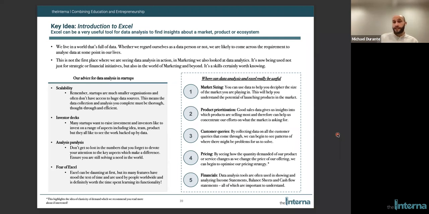Similarly, if you're deciding to actually take your startup and build it a lot higher, or if you're working for a startup, then lots of investor decks will require some analysis of the revenues and financials. Excel can be used for this.